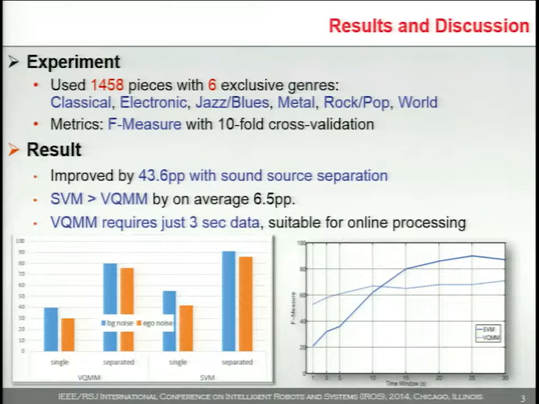These figures show the result. Actually, the sound source separation drastically improved the performance in both cases, by about 40 points. Comparing the 2 methods, SBM slightly outperformed VQMM, but VQMM is more suitable for online processing because it requires only 3-second data for training.